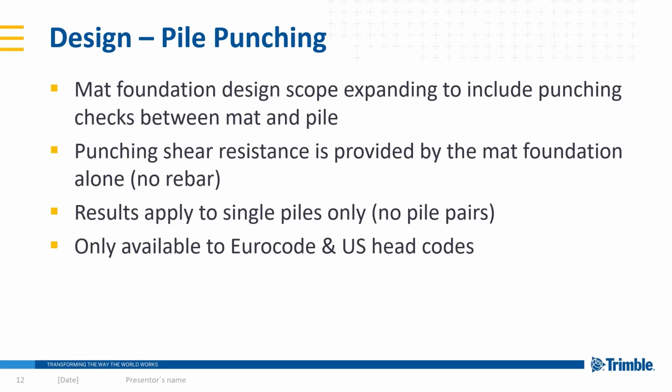Just as with punching checks of columns supported by piled mats, all loading and reactions from the ground bearing springs within the punching shear perimeter are considered. And it's also important to consider that the pile punching check is only available to Eurocode and US design codes.